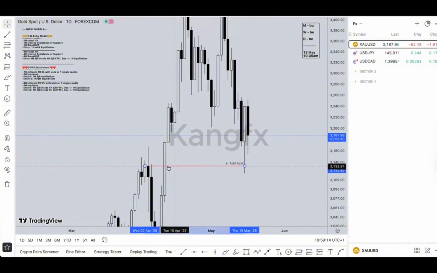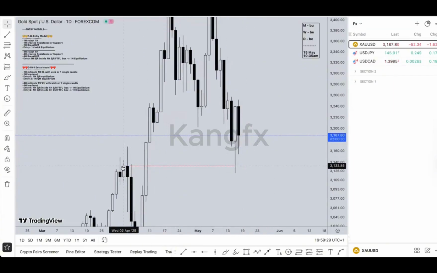And you can also use it for confirmation, where the market did not get to your TTFL. It can be used for confirmation when the market did not get to your TTFL. And it can also be used for retracement or pullback entries.